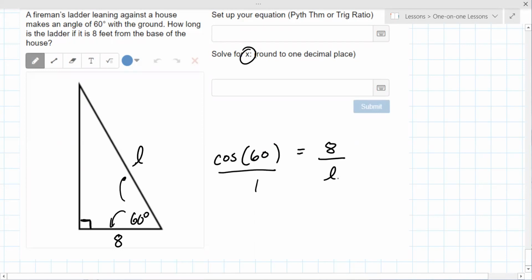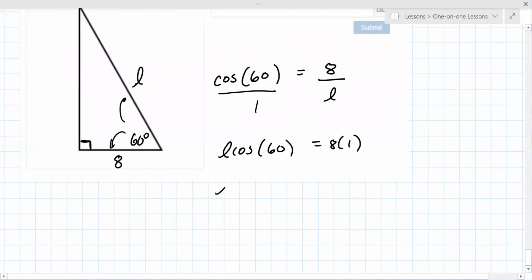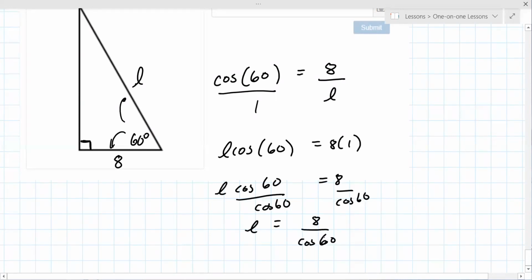How do we get the variable out of the bottom? Well, we diagonally multiply. L cosine 60 equals 8 times 1. L cosine 60 equals 8. Divide both sides by cosine 60, and you get your answer. You get 8 over cosine 60. When you punch that into the calculator, don't be too surprised about your answer. Should be 16. That's because this is a 30, 60, 90. It's got some properties I think we discussed last time, but definitely something to think about when you're doing these problems.